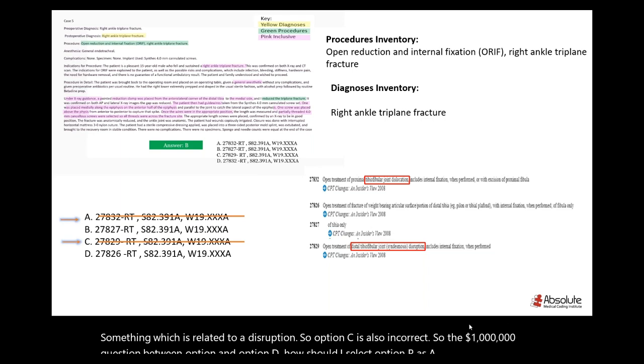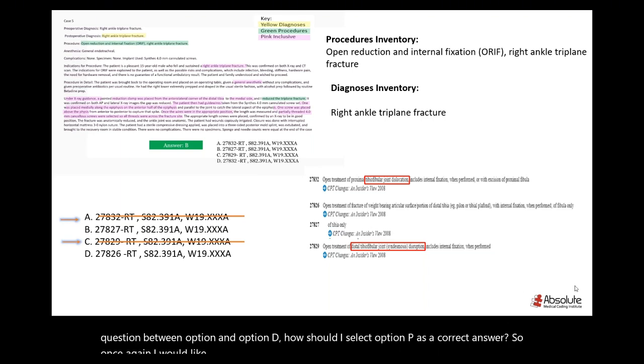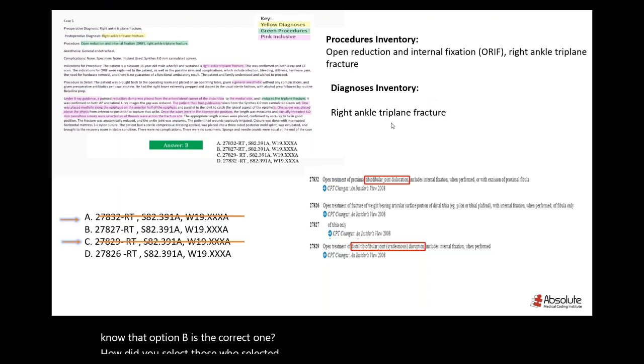So once again, I would like everyone to join me in the chat and let me know, coders, how did you know that option B is the correct one? How did you select? Those who selected option B as the correct one, please let me know. Why do you think option B is correct?